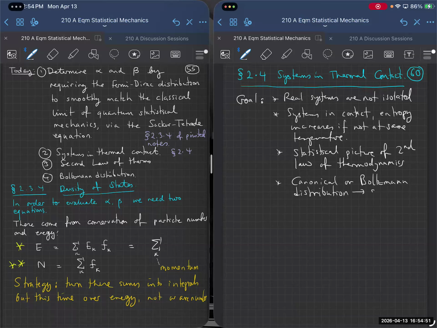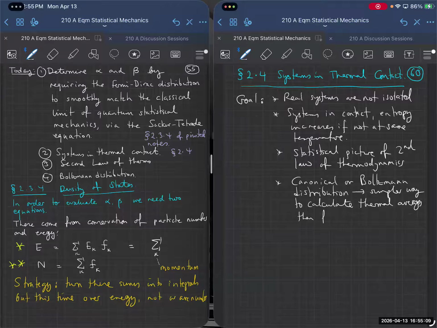And that will give us a simpler way to calculate thermal averages than for isolated systems. Okay, so let me, I need to switch to my other notes.